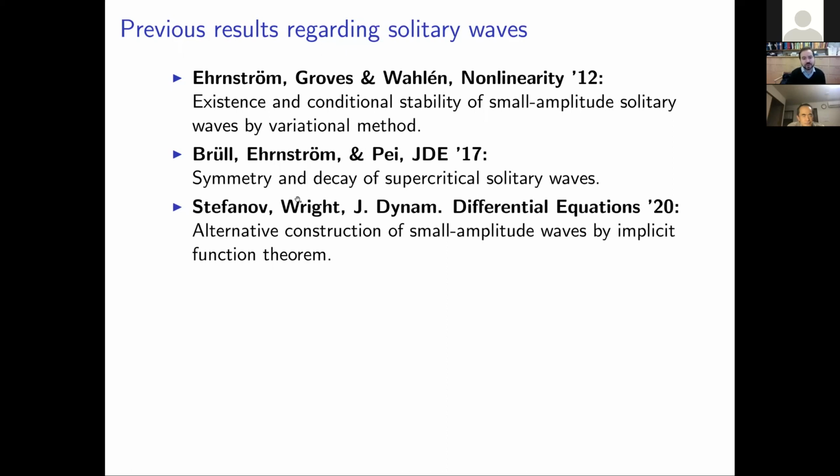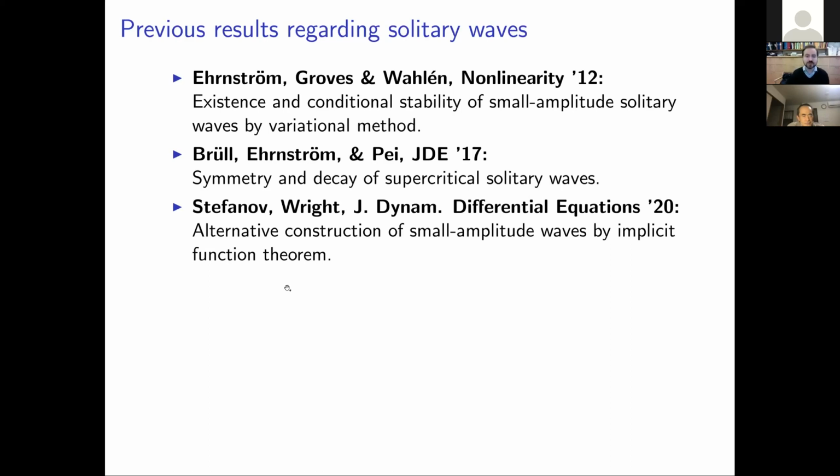And then there are also some very nice results on symmetry and decay of supercritical solitary waves. Supercritical here means with wave speed greater than 1. So that's similar to the water wave problem, where the Froude number has to be greater than 1.